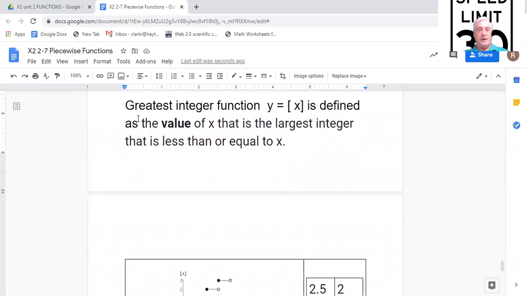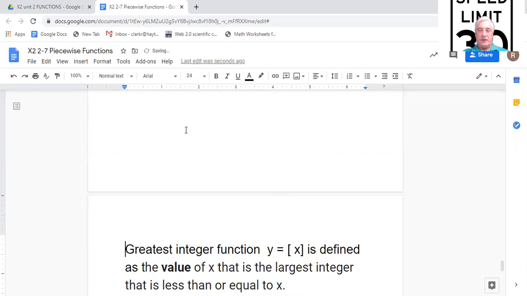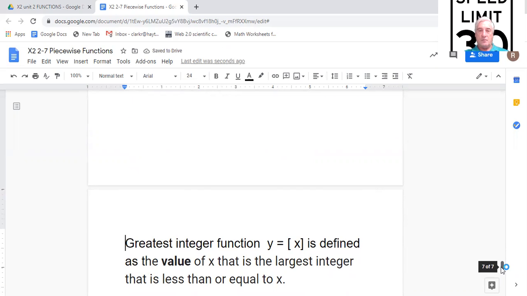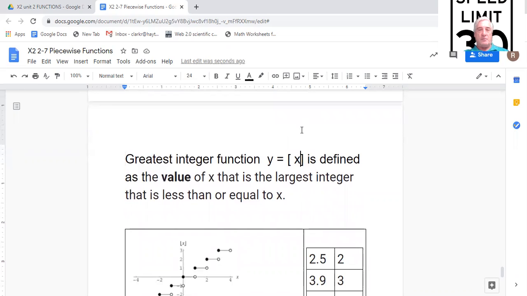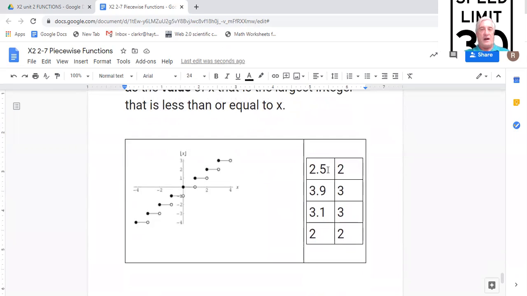Another example of a piecewise function is the greatest integer function. We use square brackets for it. Notice these aren't straight brackets. I'm putting the x in a square. So y here is defined as the largest integer less than or equal to x. So you round down basically. 2.5 goes to 2, 3.9 goes to 3, 3.1 goes to 3, and 2, of course, is equal to 2.